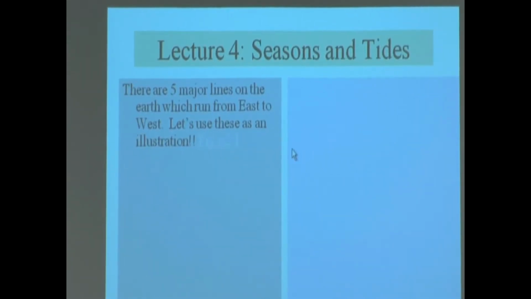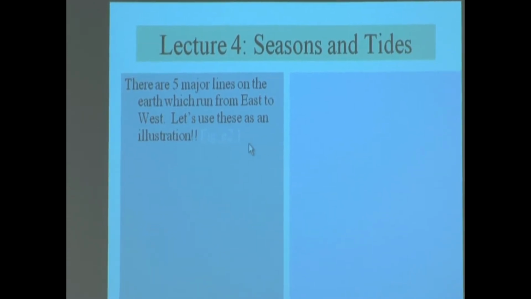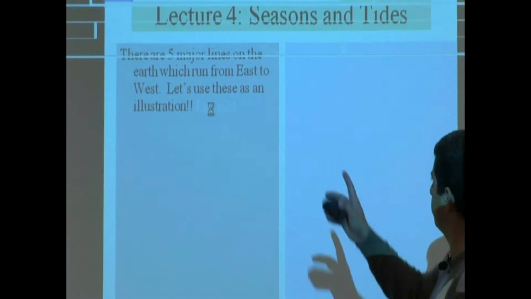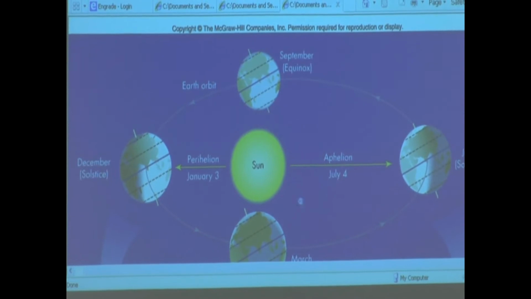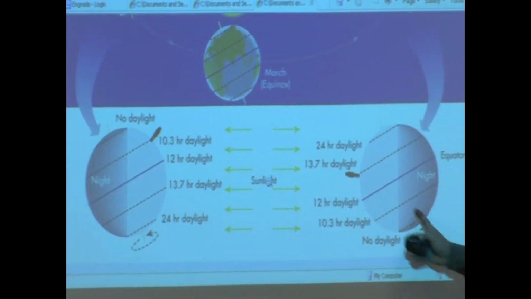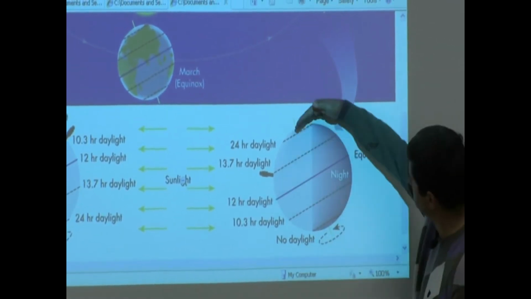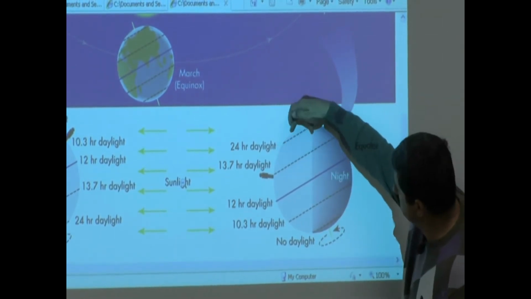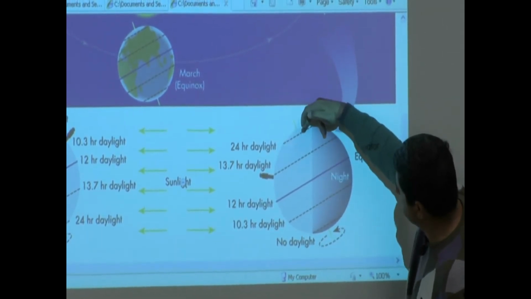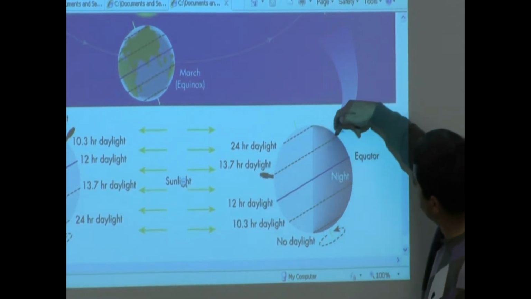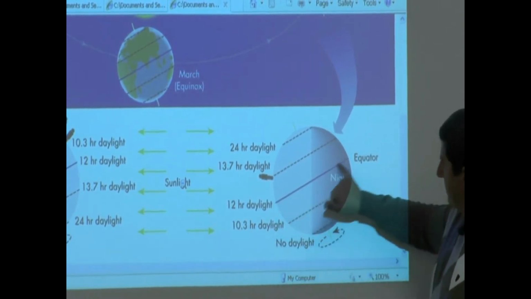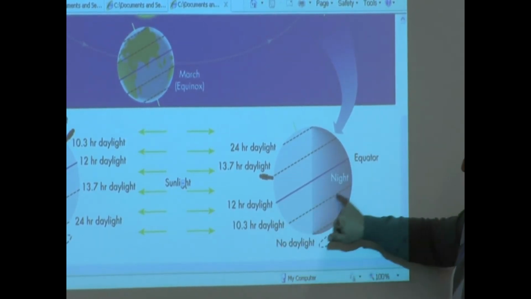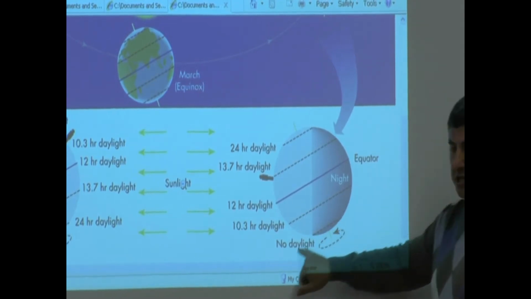There are 5 major lines on Earth which run from east to west. Let's use these as an illustration. Then we can show this picture. I believe the picture is going to be pretty much the same as what we have here on the board. And these are the lines here. This one is known as the Arctic Circle. This one is known as the Tropic of Cancer. This one is, of course, the equator. This one is the Tropic of Capricorn. This is the Antarctic Circle.